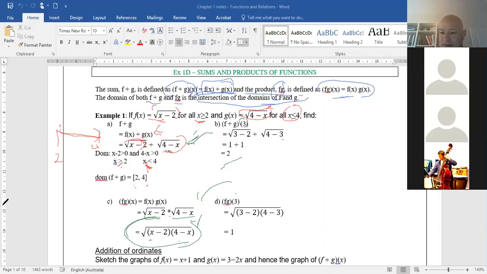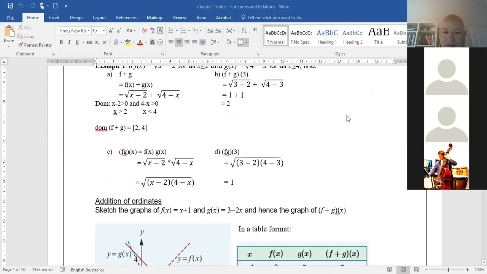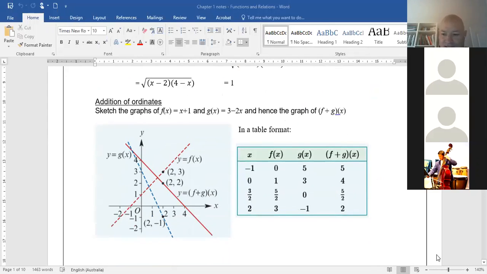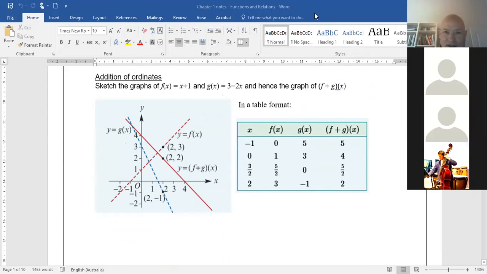Okay. I'm going to clear this and I'll move it up. Now, addition of ordinates, that's going to be a little bit hard to show you, but bear with me and I'll try my best.